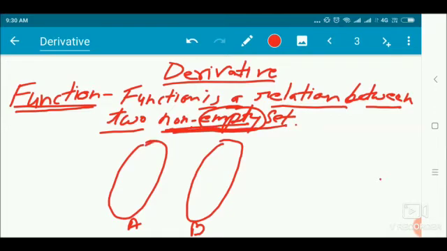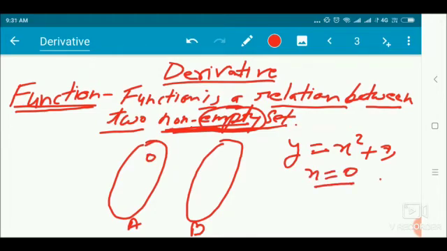Hopefully the definition of function is clear. As it is written, a function is a relation between two non-empty sets. I'll try to explain it in another way. Again, I'm taking two sets, set A and set B, and both are non-empty sets. Set A contains x elements and set B contains y elements.